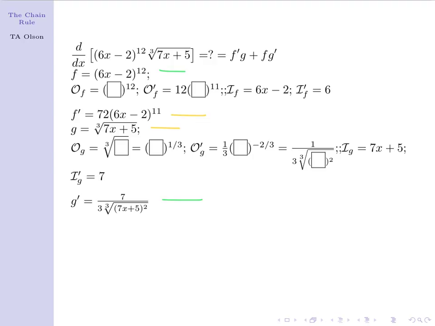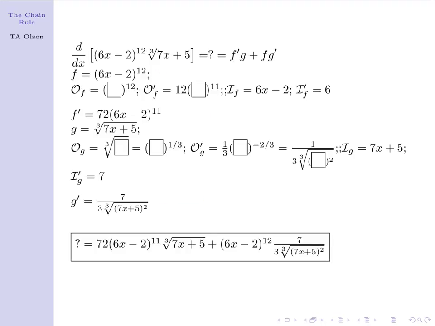Give that a try, put them together. I will show you what I got here in a second. So I got at last that the derivative of (6x minus 2) to the 12th times the cubed root of 7x plus 5 is 72 times (6x minus 2) to the 11th times the cubed root of 7x plus 5, f prime times g, plus (6x minus 2) to the 12th times 7 over 3 times the cubed root of (7x plus 5) squared, f times g prime. And that is our result.